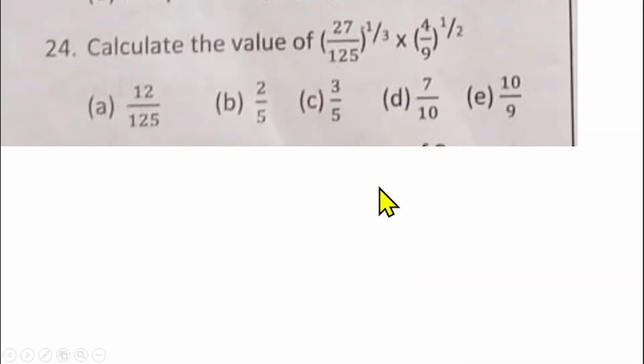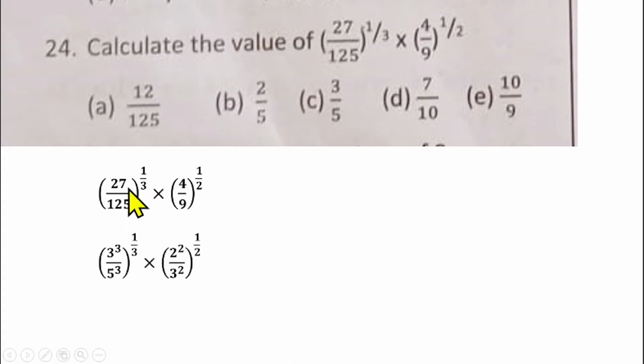Question number 24 is from indices. We are given 27 over 125 raised to power 1 over 3 times 4 over 9 raised to power half. If you understand indices very well, we know that raised to power 1 over 3 means cube root of 27 over 125. Then raised to power 1 over 2 means square root of 4 over 9. So what is the cube root of 27? That is 3. Cube root of 125 is 5. Square root of 4 is 2. Square root of 9 is 3. So that is how to simplify that.